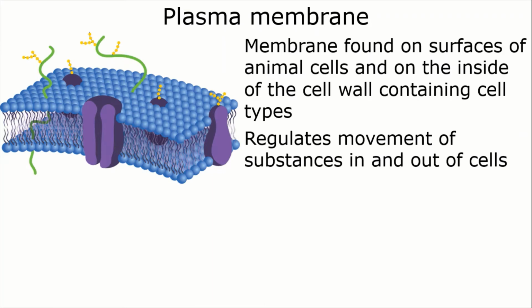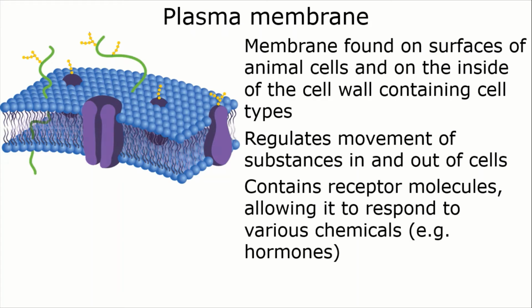The plasma membrane regulates movements of substances in and out of the cells. And again, this is something we will cover in a later video, the process of how various substances are able to be transported in and out of cells. They also contain receptor molecules, and this allows it to respond to various chemicals, such as hormones.